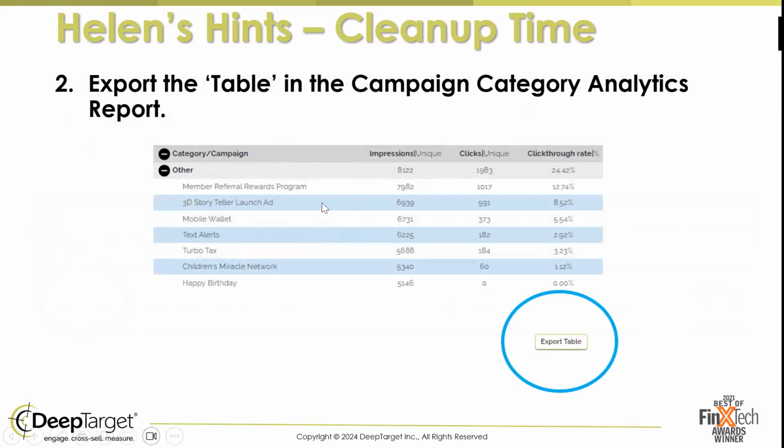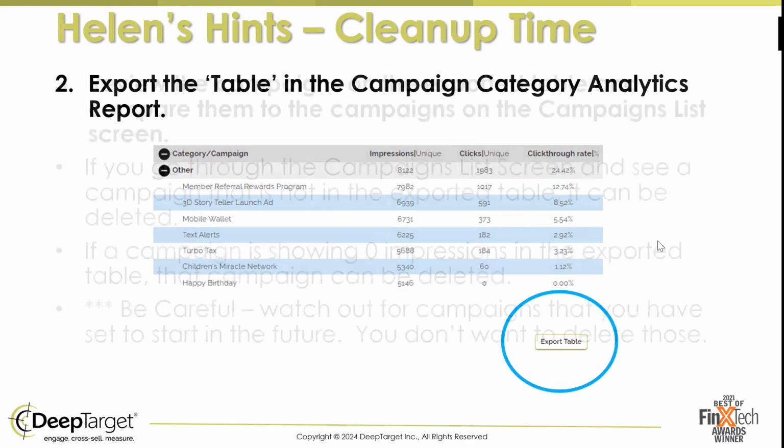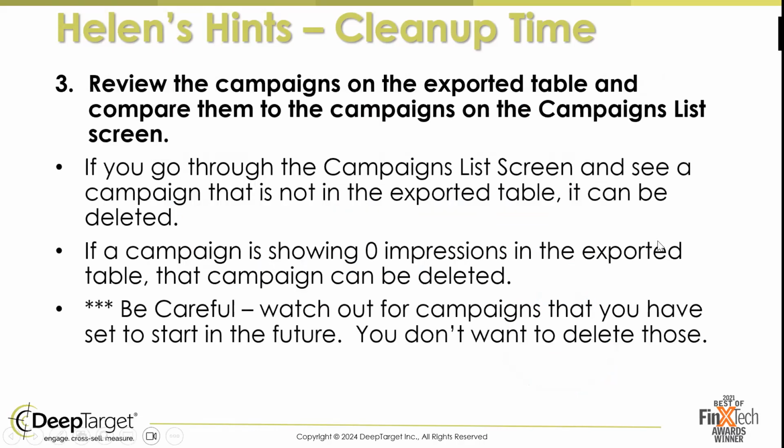So it's going to look like this. And you're going to want to export the table. The reason why I say export it is it's always just easier to look at it that way, because you might have a number of campaigns that you want to delete, and it just makes it easier. So you're going to export that table, and you're going to look in that first column where it says impressions unique, and you're going to see if there are any campaigns that you have that have 0 impressions during that time frame. So if you go to the next slide, you want to see what's in there.